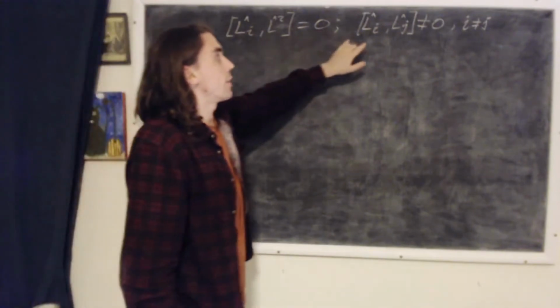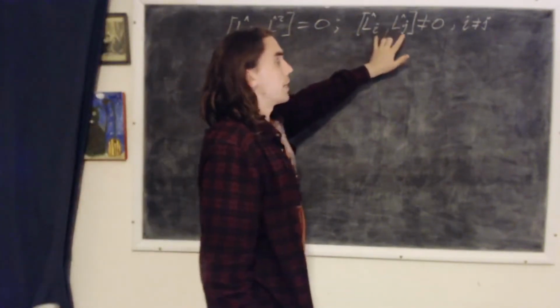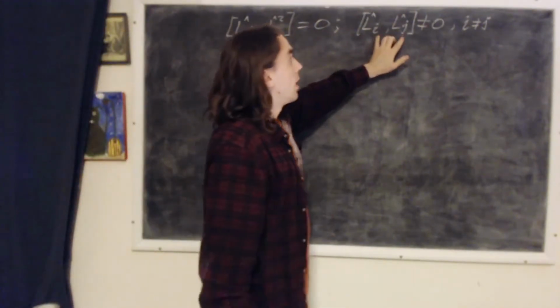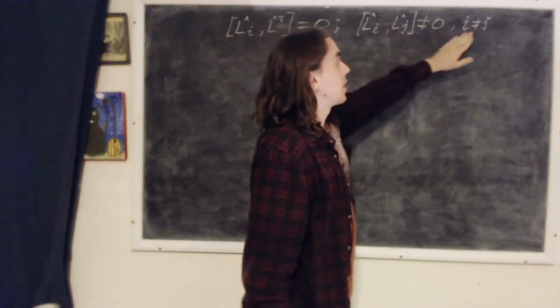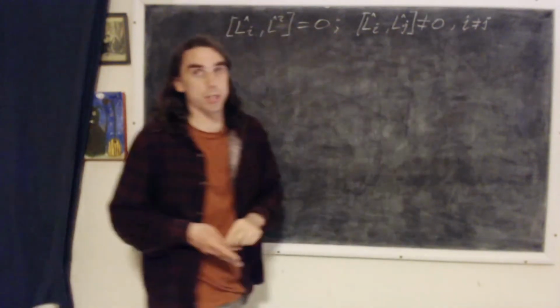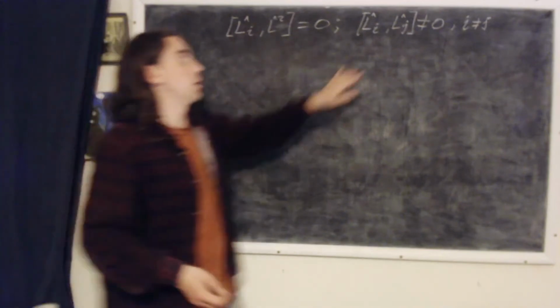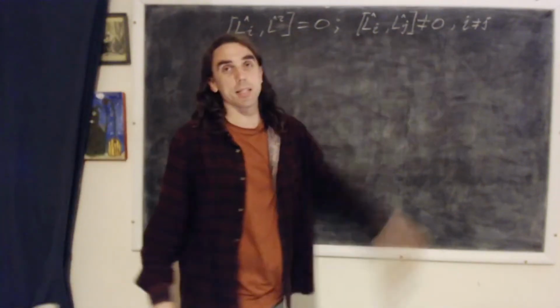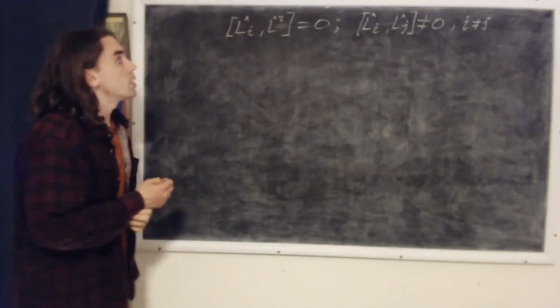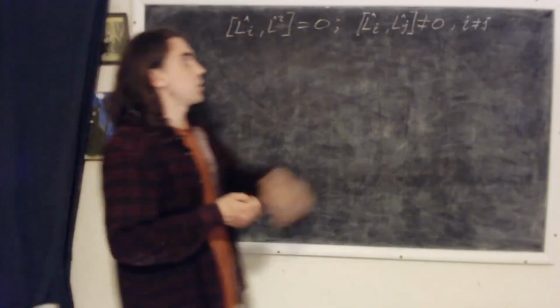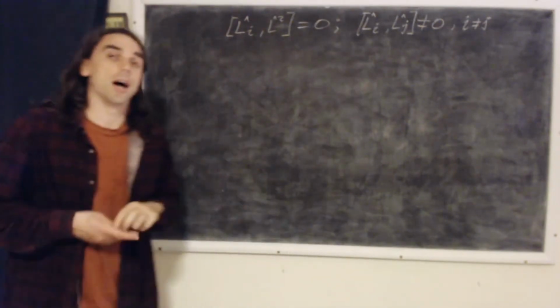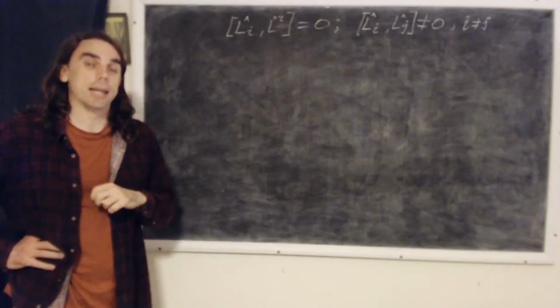But the commutator of any Li with Lj, where both i and j are either x, y, or z, is not equal to 0 unless i equals j. So [Lx, Ly] here is not equal to 0, for example. So what this tells us is that we can't have simultaneous knowledge of all three components of the angular momentum.